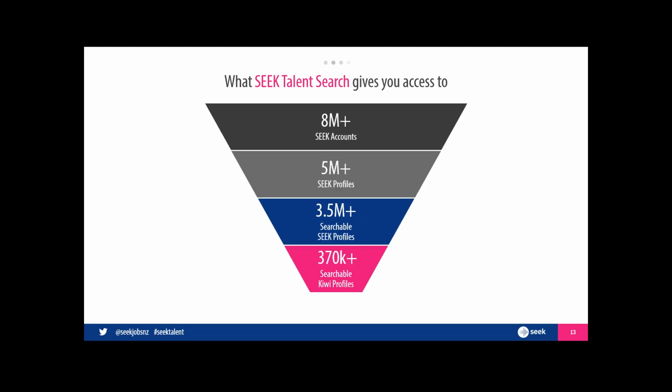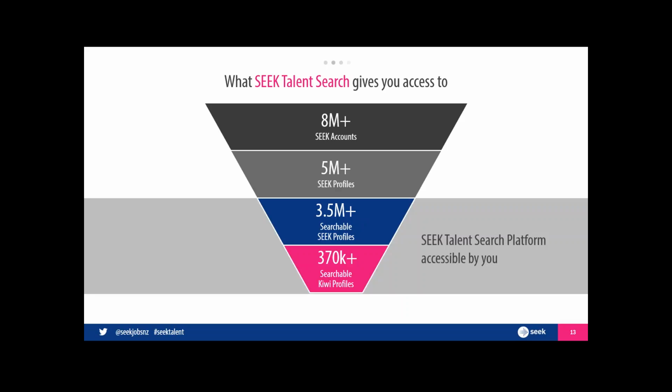So that gives you some idea of the sheer scale. That's about 1 in 6 working Kiwis. It's a fair amount. And that's what you have access to, not only the Kiwis, but also people from the entire platform who are willing to relocate to the locations that you're advertising in. So that's what we're talking about when you go through both the Standard Talent Search and the Premium Talent Search.